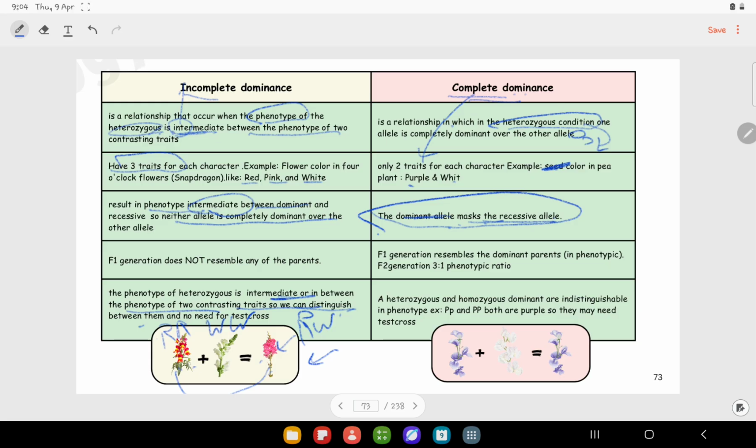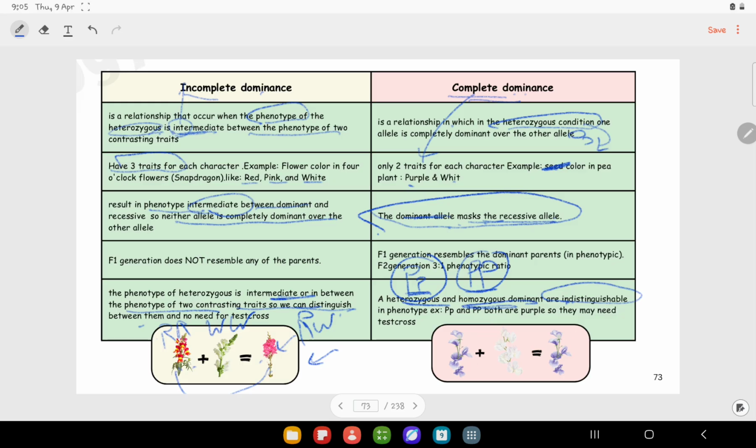But in which case can't we distinguish between them, with an indistinguishable phenotype? This is complete dominance in Mendelian genetics, because we said that the heterozygous and the homozygous dominant are indistinguishable in their phenotype. What do you mean by that? It means P capital P small, the heterozygous, and the homozygous dominant, which is for example P capital P capital, you can't distinguish between them in their phenotype. Both of them will result in a purple flower, while in incomplete dominance, yes, you can distinguish between all of them. For example, here we can't know if it's P capital P capital or P capital P small.